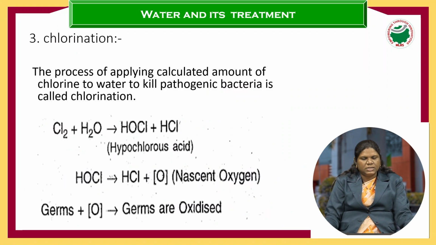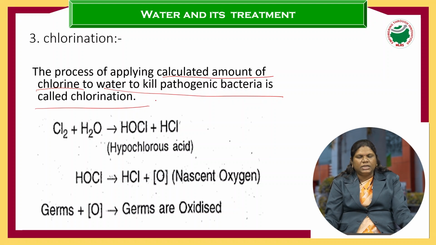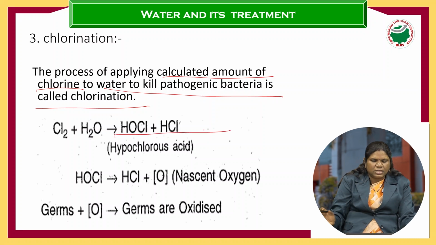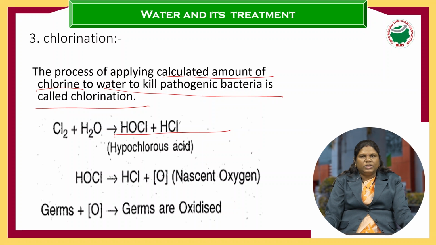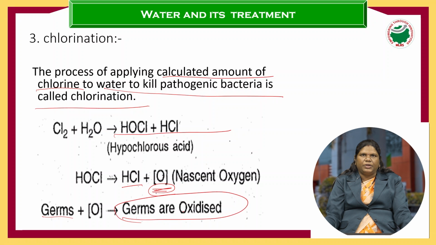Next, chlorination. In this step, the process of applying a calculated amount of chlorine to water to kill pathogenic bacteria is called chlorination. Here, chlorine gas is pumped into the water. Ultimately hypochlorous acid is formed, HOCl along with HCl. This HOCl again dissociates into HCl and O. As already discussed, this nascent oxygen attacks the germs, the bacteria and viruses, and they are destroyed. This is the chlorination step.